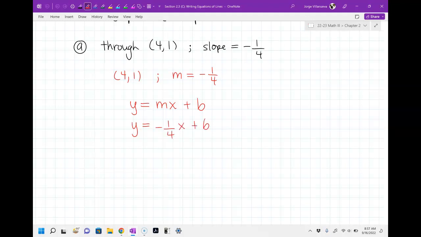So what do I need to figure out to finish this problem? The b value. But they didn't give it to me. But like you said, I think it was Autumn that said it, they did give me a point that's on that line. That point is x, y, right? Wouldn't you always classify this as an x value and a y value on the point, right? So let me plug that into my equation, y equals mx plus b as well. So here you go. I'll use a different color just so you can see the change here. 1 equals negative 1/4 times 4 plus b.